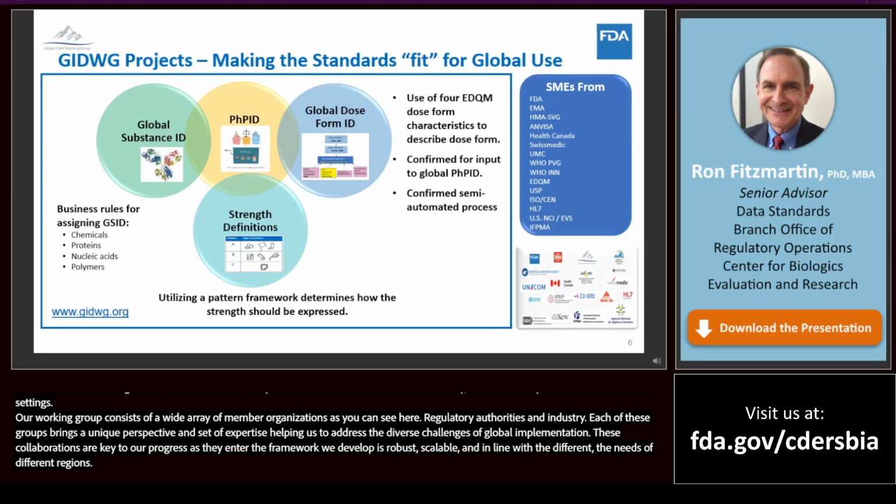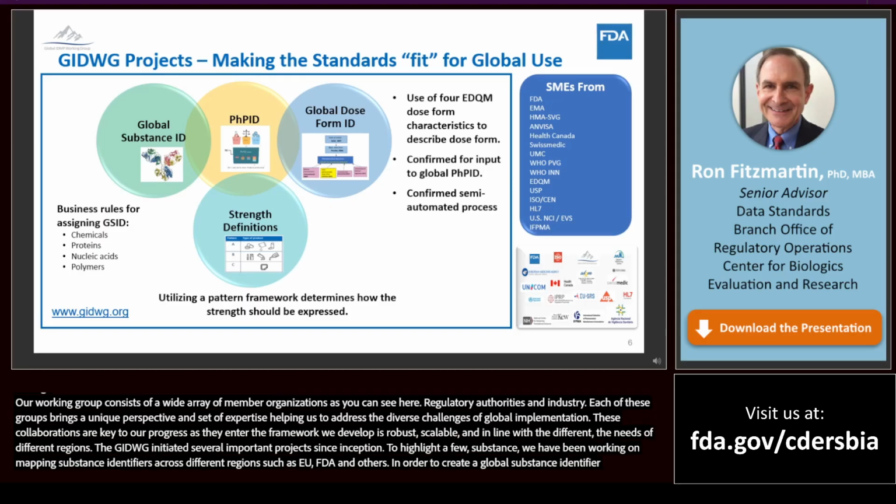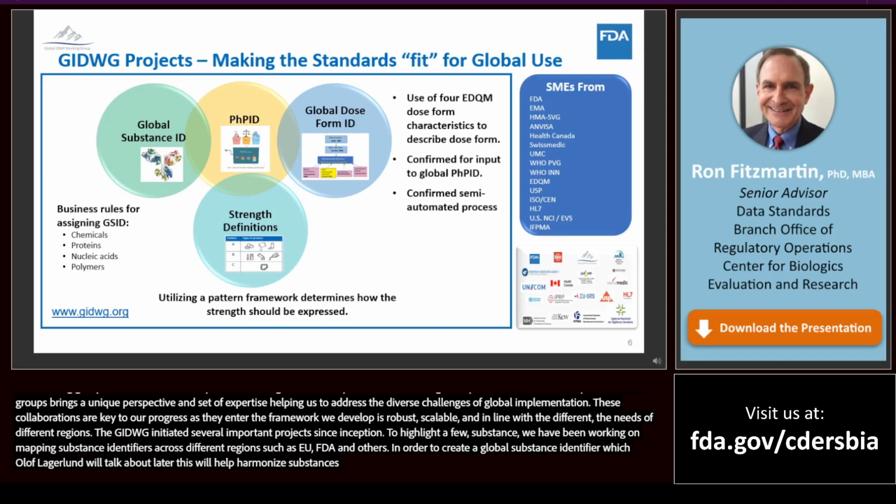The GIDWG has initiated several important projects since its inception. To highlight a few, substance. We've been working on mapping substance identifiers across different regions, such as EU, FDA, and others, in order to create a global substance identifier, which Olof will talk about in more detail later. This will help harmonize how substances are tracked across the globe.